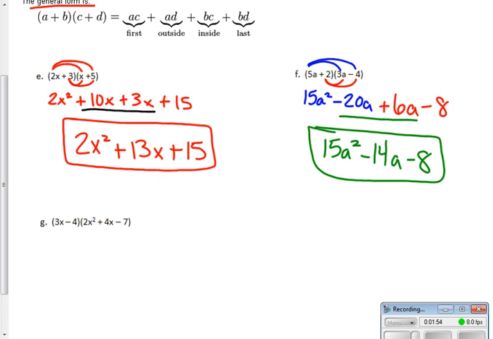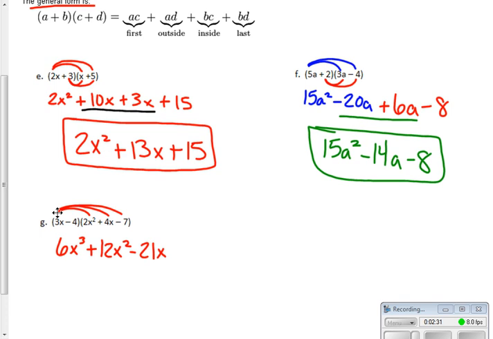In example G, you're taking a binomial and multiplying into a trinomial. Again, go ahead and draw those arrows in there, showing that you're going to multiply into every single term over there. So you're going to multiply 3x into that first term, 2x squared, and we get 6x to the third power. Next, multiply your 3x into your 4x, which would give us 12x squared. 3x into negative 7 is negative 21x.